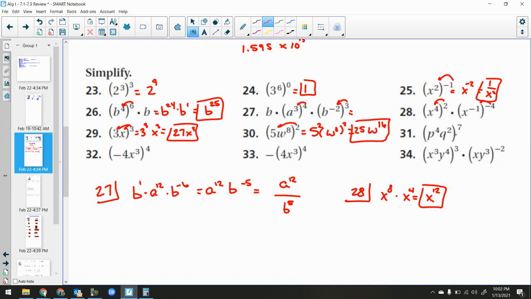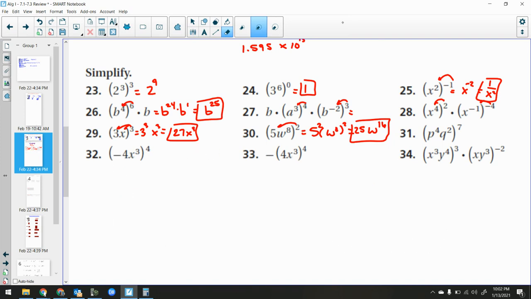Number 31, don't forget, whenever we have a product inside there, we distribute that power. So what I get for number 31 is let me put it down here. P to the 4th to the 7th times Q to the 2nd to the 7th. So basically just multiplying both of those numbers by 7. Oops, sorry, wrong letter.